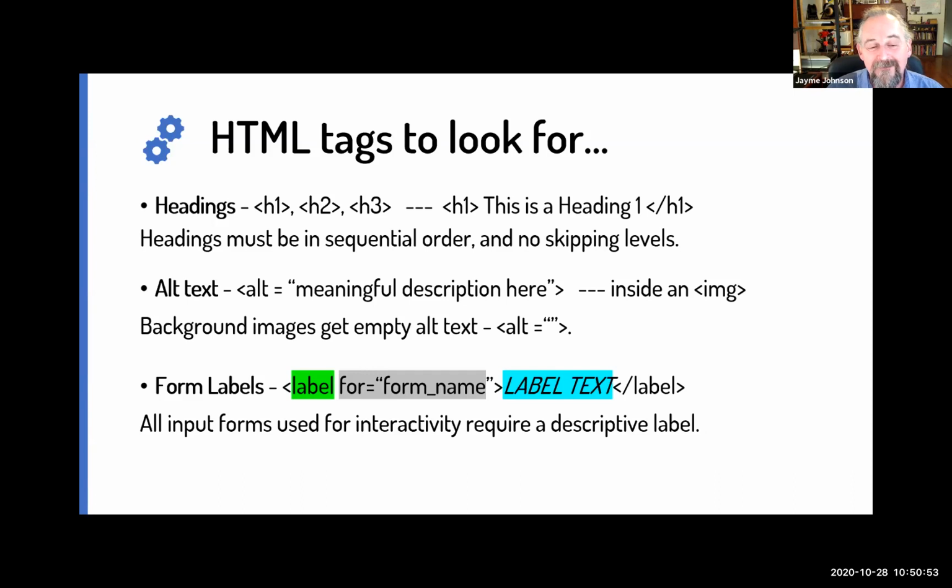The next one, form labels. This is the big one for interaction, okay? Now, this is also where things get hairy and most people tune out. The HTML becomes just a wall of text that hurts your head, right? So don't worry about it if you don't want to. But if you want to, here's what you need to know. The word label is the actual tag, L-A-B-E-L.